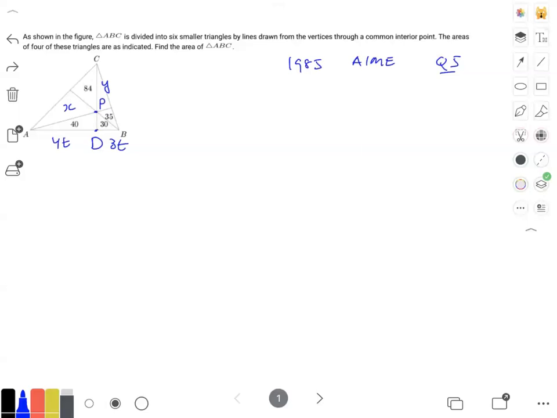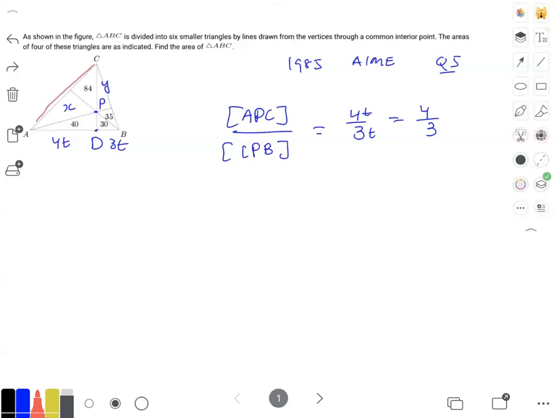Okay, so that's good. So now what I can do is I can say that the area of APC to the area of CPB is equal to basically 4/3. It's equal to this 4T over 3T, which is equal to 4 over 3. And so what I'm saying is that this area over this area is equal to the ratio of the side lengths. I'll leave that as an exercise to prove.